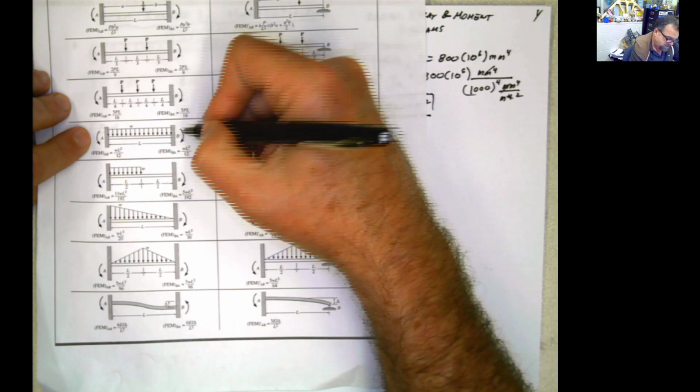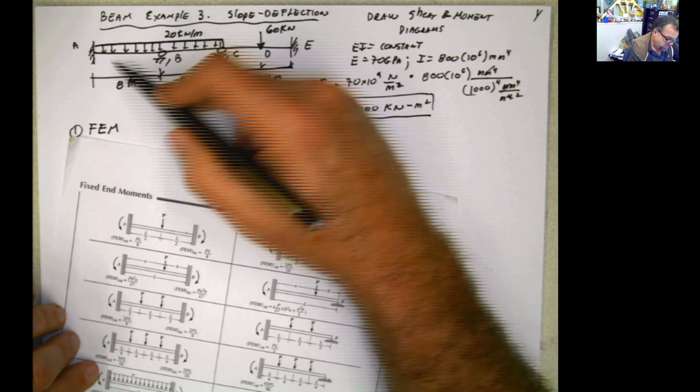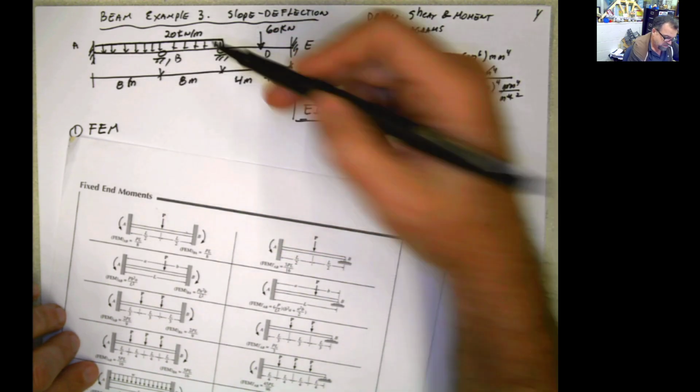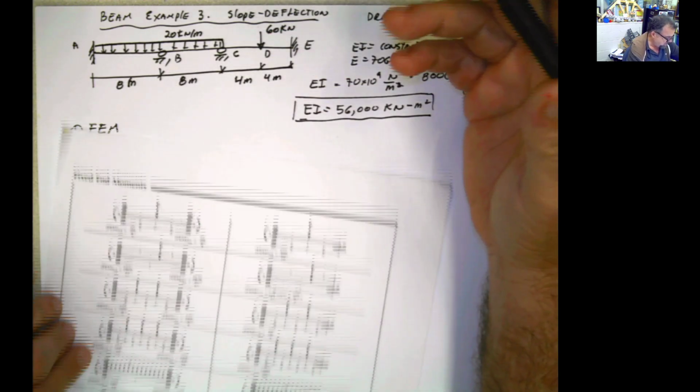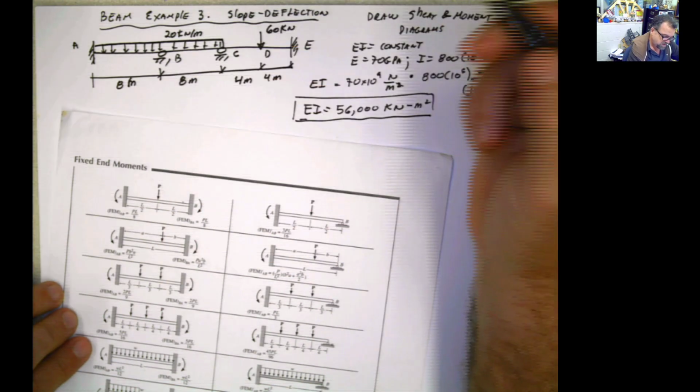Positive on the left, negative on the right, if we use the convention that I'm using. There are people that use the opposite, but let's focus on this convention. So we use this, and it's the same for this, and it's the same for that. I mean, the same formula, and even the same moments, by the way, because these two spans have the same load and the same length.